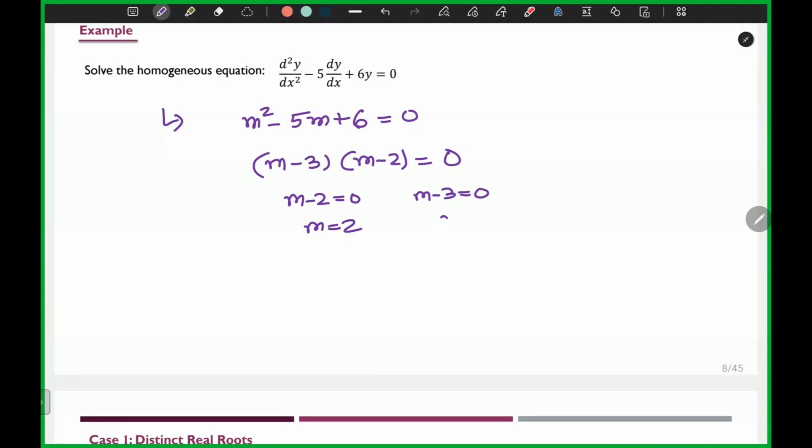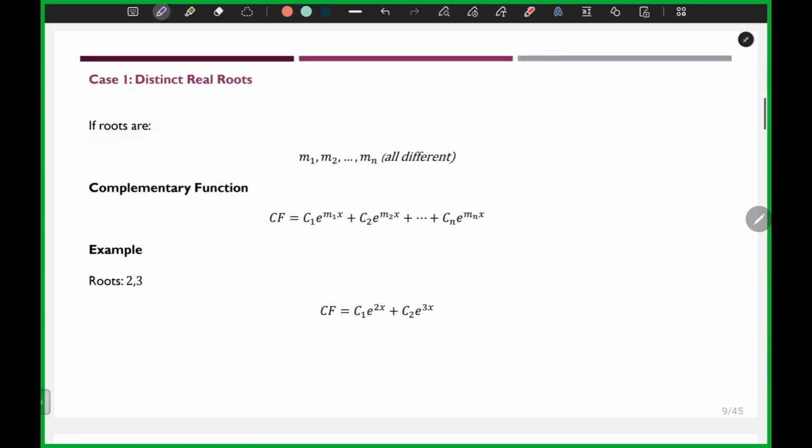Okay. So m equals 2, 3, right? So 2 and 3 are real roots. So what we say in this case is distinct real roots. So how do we write the solution for distinct real roots? Say we have different roots m1, m2 up to mn, and all are different and real.